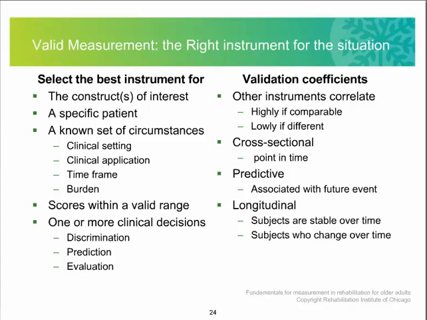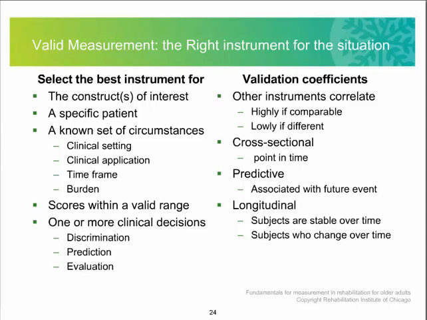Having examined reliability, we consider elements of validity that are relevant to the rehabilitation for older adults. In clinical practice, we can distill this abstract concept to finding the right instrument for the situation. In any clinical situation, we want an instrument that can measure the construct of interest for a specific patient or group of patients in your clinical setting under a known set of circumstances and within a valid scale range in order to provide information useful to support clinical decisions.